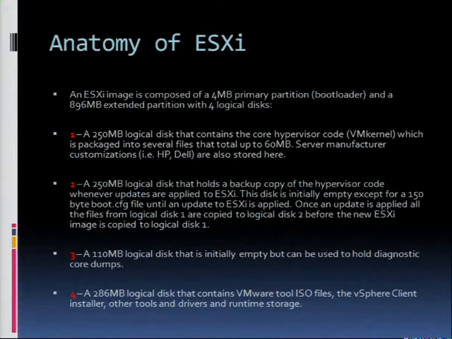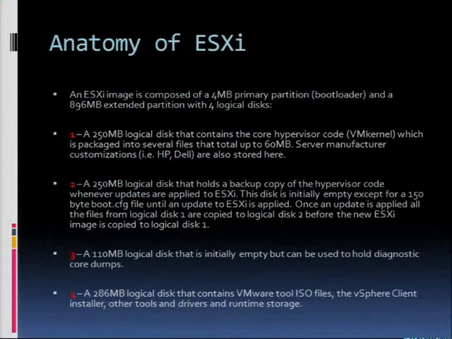Okay, this is how ESXi is made up. ESXi is available as embedded and installable. If you took that installable and put it on a flash drive, and put that flash drive inside of a Windows server and looked at what's on it, you'll see the partition layout is a 4 megabyte primary partition, and that's the bootloader, which is responsible for booting up the hypervisor. Then you'll see another partition, an 896 megabyte extended partition, that's partitioned up into 4 logical disks.